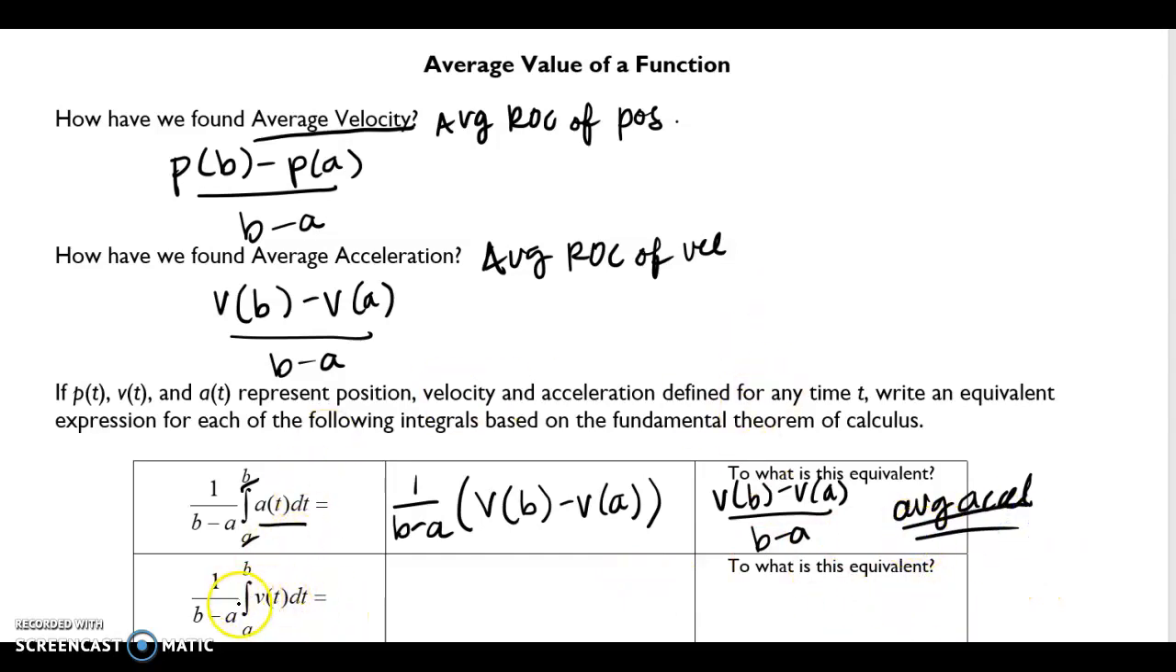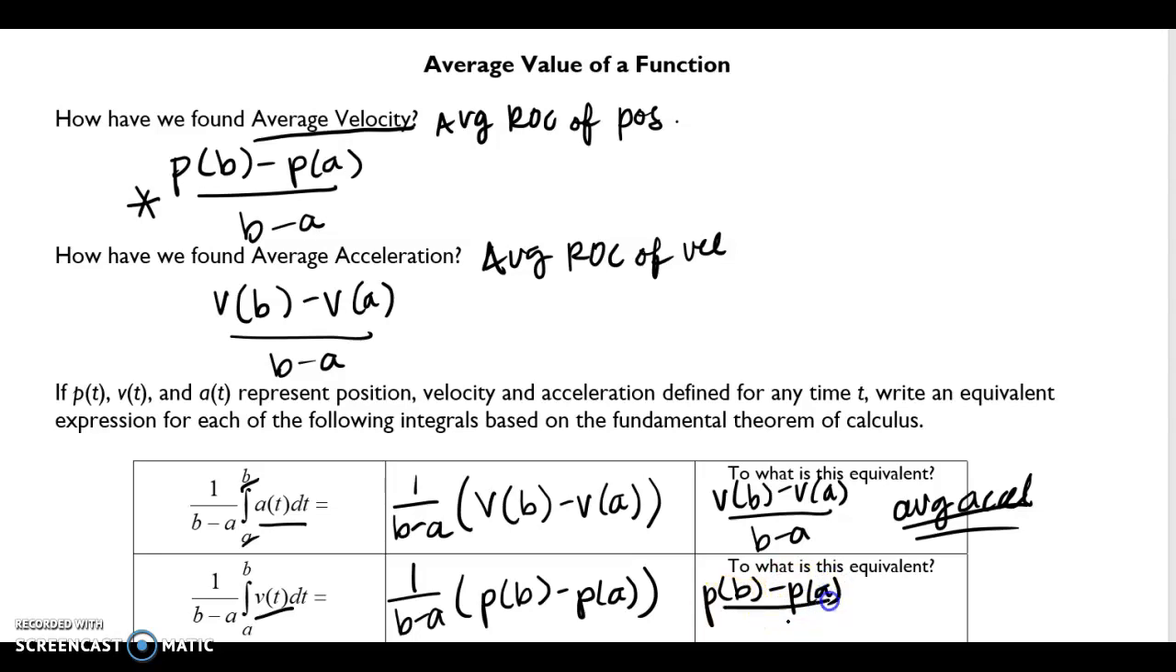Same idea if we have 1 over B minus A times the integral from A to B of velocity. Our antiderivative of velocity is position. So we have position at B minus position at A. And notice that's the same formula we had talked about up here, P of B minus P of A over B minus A. And that's average velocity.